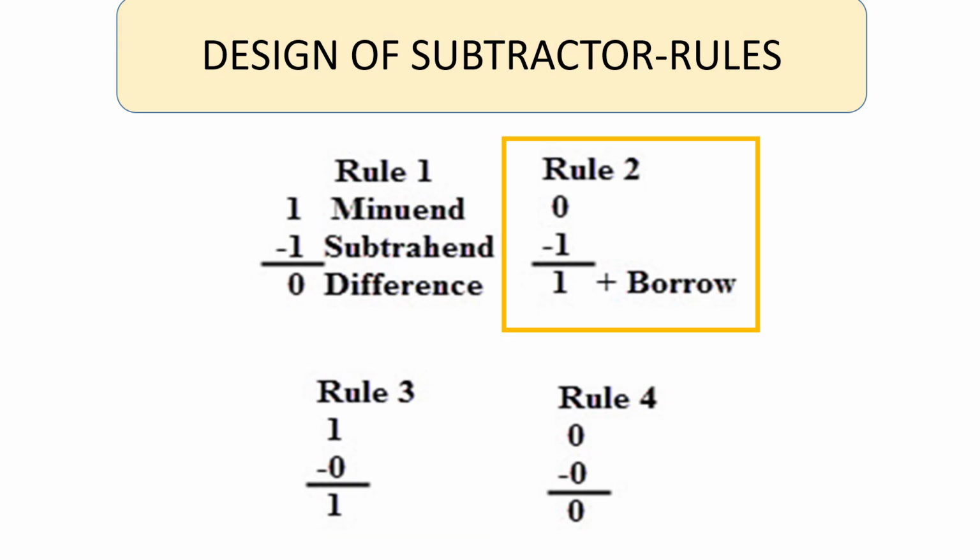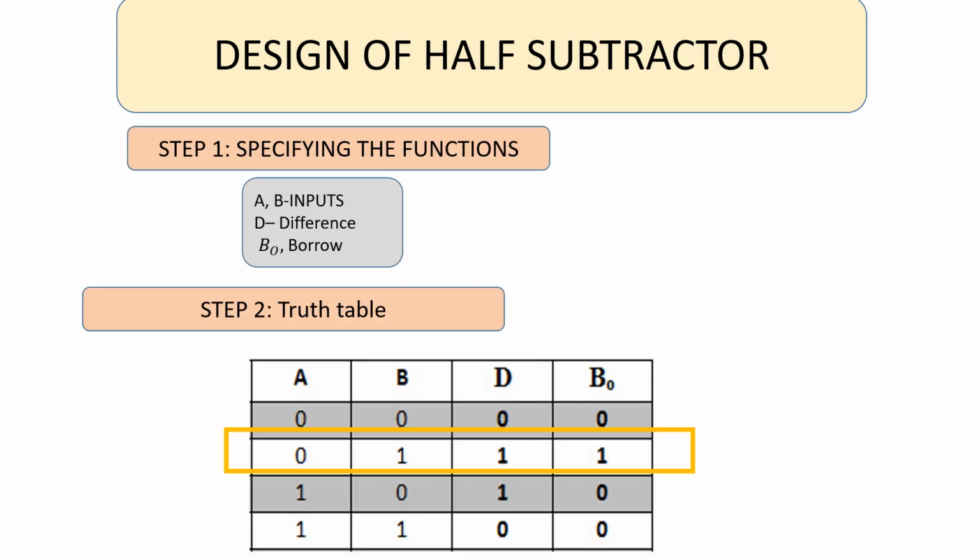It's a slightly different one. 0 minus 1 will be 1 with a borrow. So when you design the half subtractor, specify the function's inputs A, B and outputs D, B, which I had explained in the previous slide. Step 2 is the truth table. The only line which is different is the second row. A is 0, B is 1. The difference is 1 and the borrow is also 1.